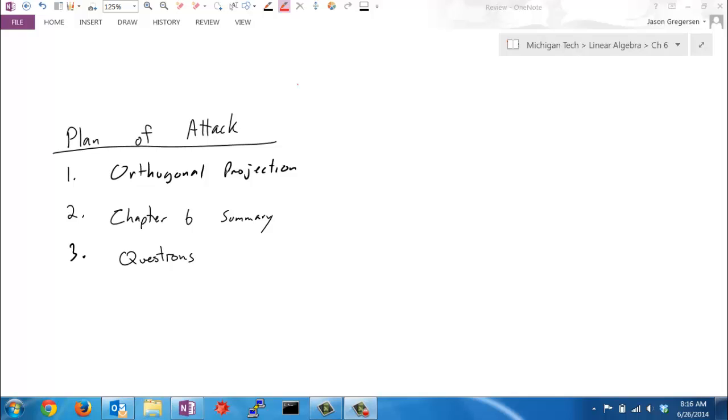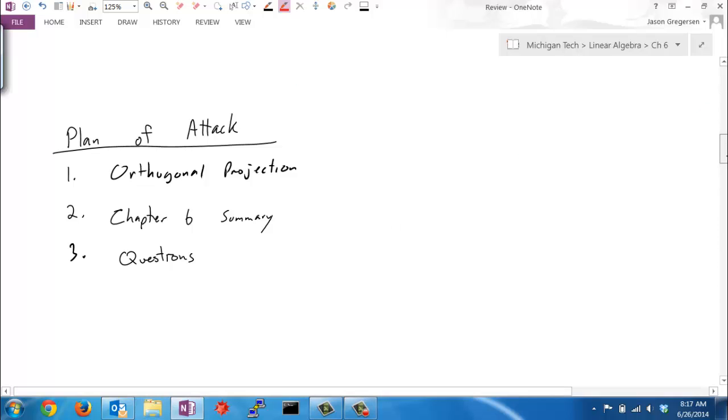All right, so the rest of our plan of attack here, I want to talk quickly about orthogonal projection, kind of emphasize that point. We went a little quickly over it in 6.3. But I can do a real quick Chapter 6 summary saying these are the things you will have to do on the exam. After that, I'm going to open up questions about the exam. So we want to look through that final exam template or whatever other questions you might have.